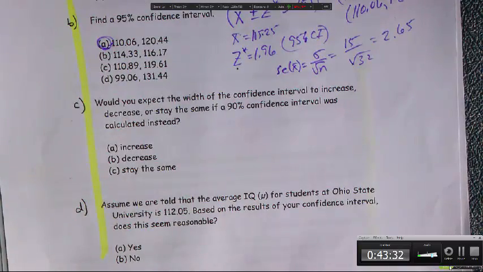Would you expect the width of the confidence interval to increase, decrease, or stay the same if you do a 90% confidence interval?